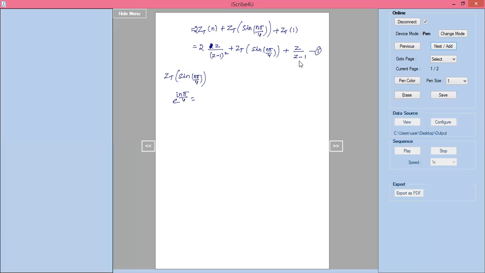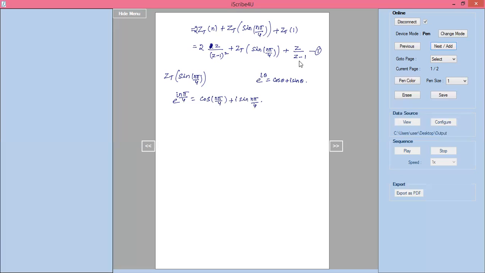How do you find cos n theta? Same thing. We know that e power i theta is cos theta plus i sin theta. The same concept I can apply here. e power i n pi by 4 is nothing but cos n pi by 4 plus i sin n pi by 4. I'll write this as e power i n pi by 4.